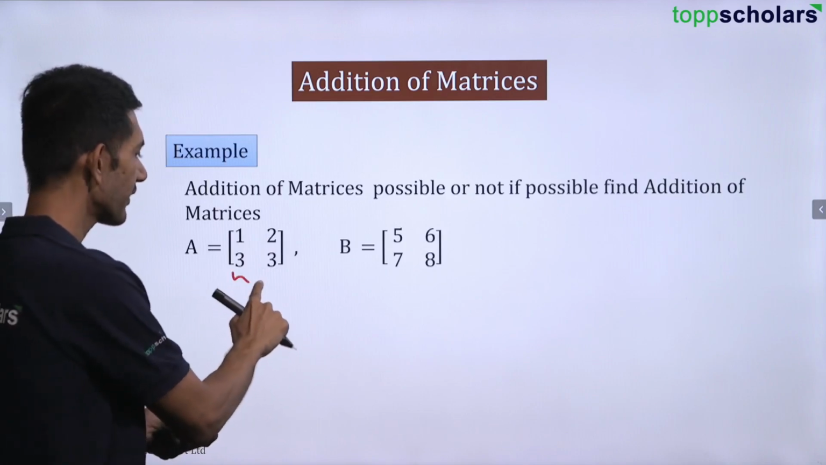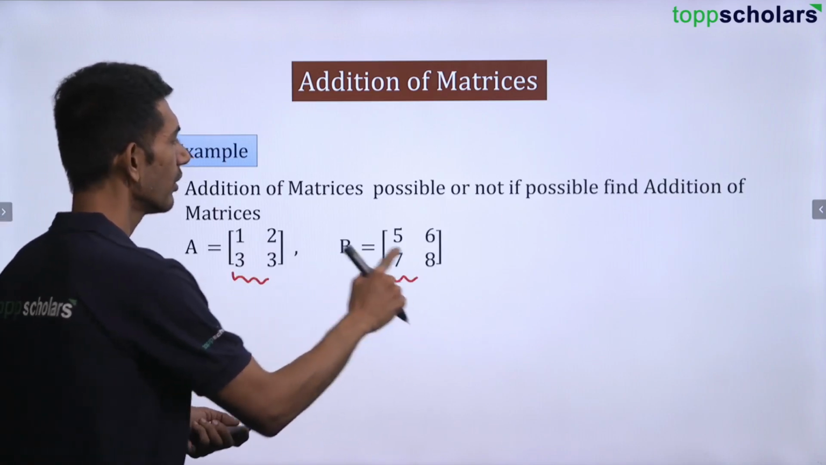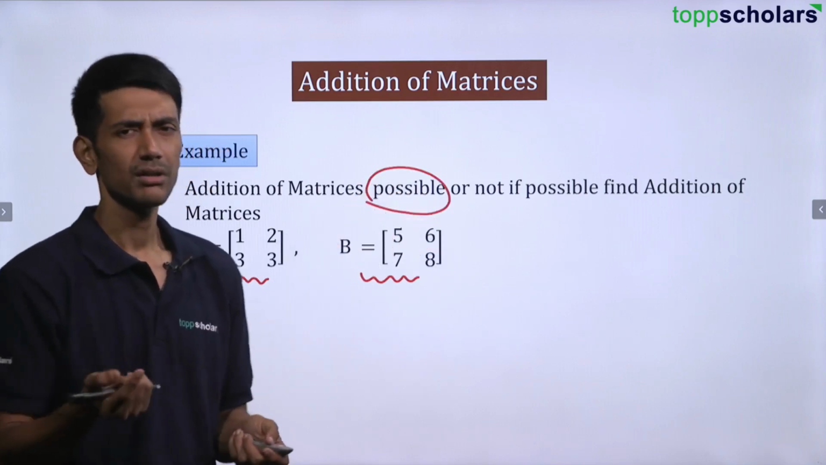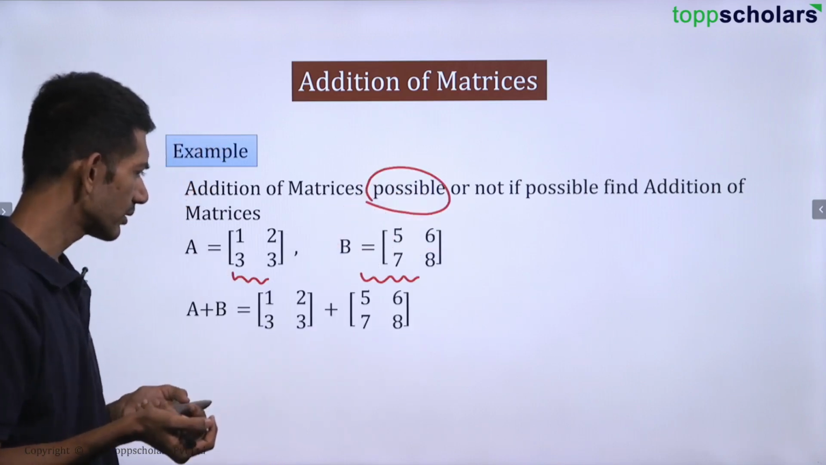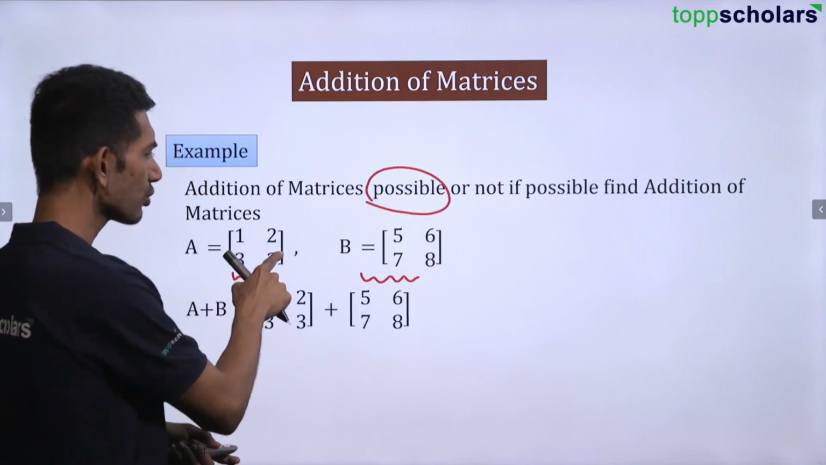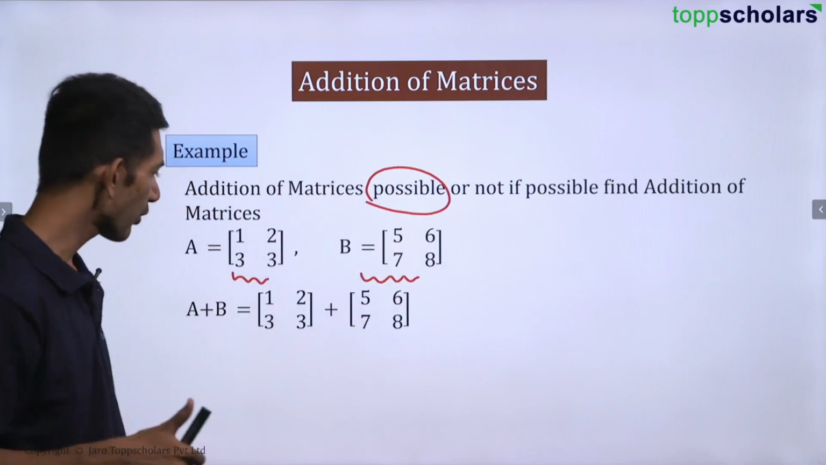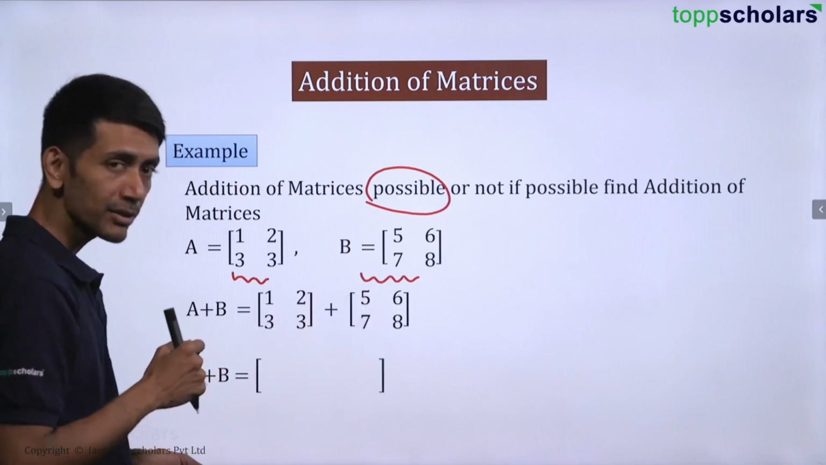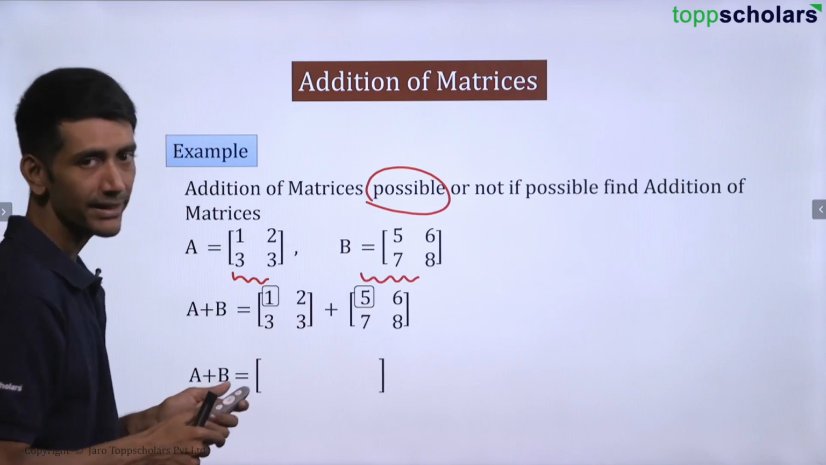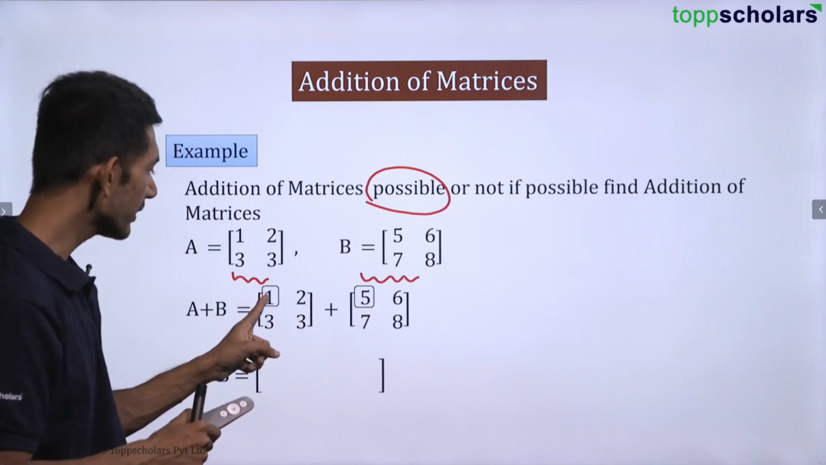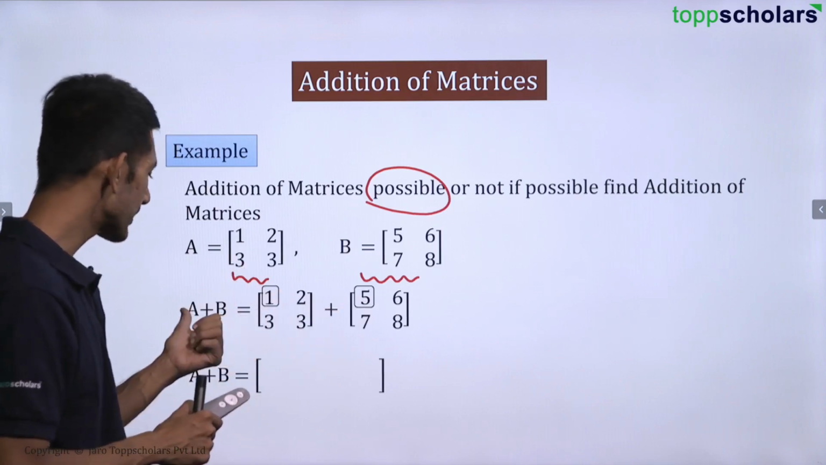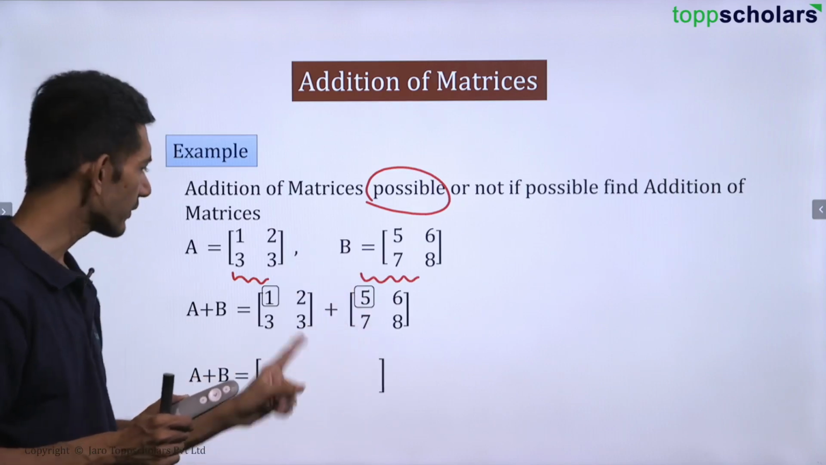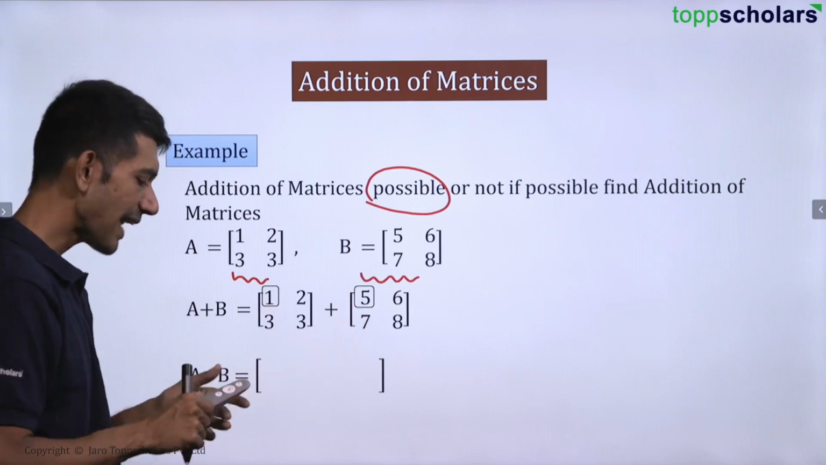So matrix A is given, matrix B is given. What is the condition to check whether addition is possible or not? The order. So let us see the order. Order is the same. This is 2 cross 2, this is 2 cross 2. Addition is possible. So we can add them. Now how do we add them? To add the matrices, we add the corresponding elements. That is, from here A11, because that is matrix A, and from matrix B, say B11. So A11 and B11 will add together.